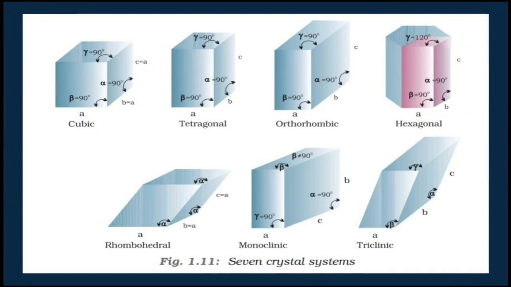So these are the images of 7 types of crystal system: cubic, tetragonal, orthorhombic, hexagonal, rhombohedral, monoclinic, and triclinic. So these are the 7 crystal systems. So this is all about crystal lattices and unit cells.